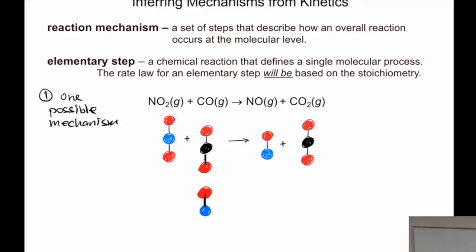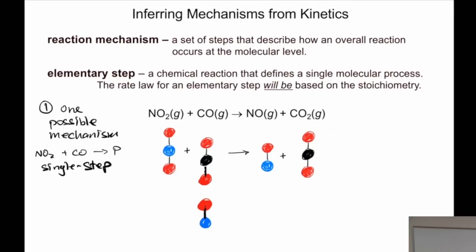So that was a one step mechanism. And you can read that right off of the stoichiometry. So this mechanism that we're proposing, where one molecule of NO2 combines with one molecule of CO to give us the products, is a single step mechanism. Now a new term for you. Vocabulary. Any single step mechanism that we propose for our overall molecular model, this is what we're going to call an elementary step.